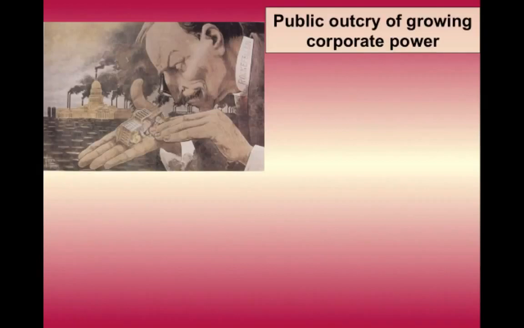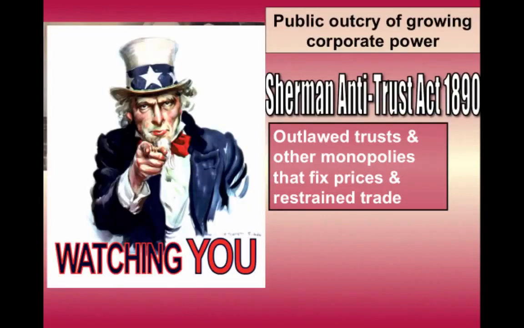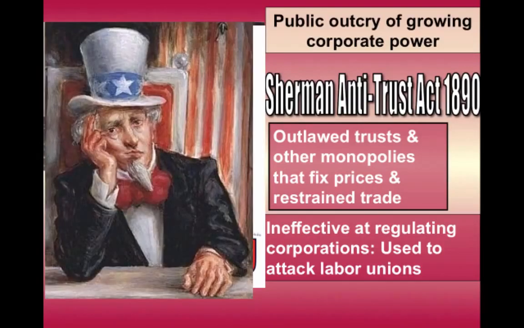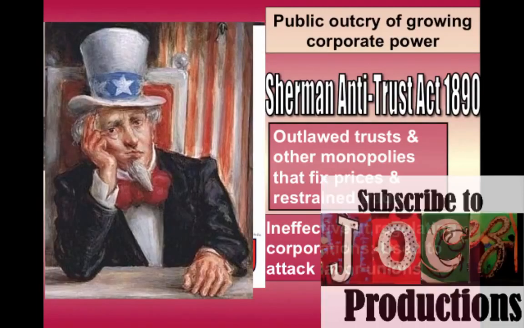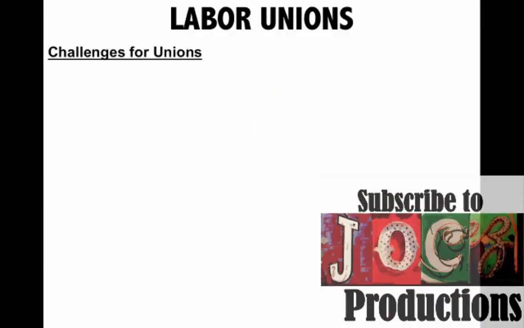In spite of these different ideas, there was continuing to be a public outcry of the growing corporate power, and in 1890 you get a very significant act of government regulation called the Sherman Antitrust Act, and this outlawed trusts and other monopolies that fixed prices or restrained trade. And once again, the government is going to be watching and monitoring business. Just like the Interstate Commerce Act, though, in the beginning, it's not very effective at regulating corporate power and abuse. And in fact, the Sherman Antitrust Act is ironically used against labor unions to break them up during this time period. And that leads us to labor unions.